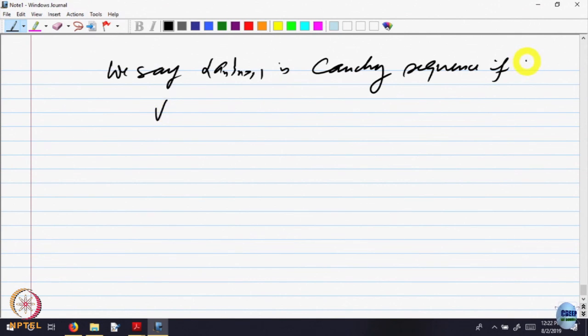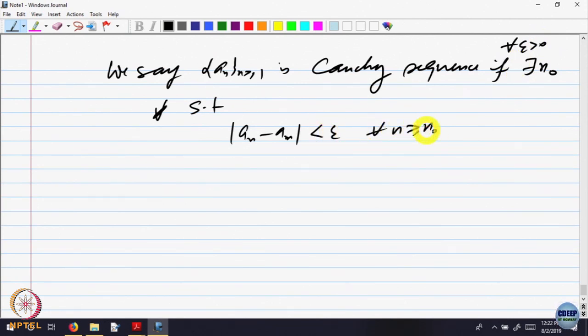if there exists some stage n naught, such that |a_n minus a_m|, the distance, is small. Everything is a property of the tail in sequences. We say it is Cauchy if for every epsilon bigger than 0, the distance is less than epsilon for every n, m bigger than n naught. How close? As close as you want it, but for a tail, right? Given epsilon, you want this close, that will be the stage. If much closer you want, some other stage will be there. But this is the property of saying it is Cauchy. And I said it is an intrinsic property.